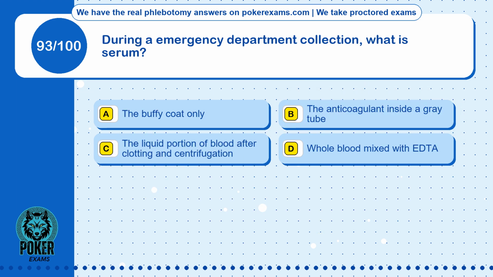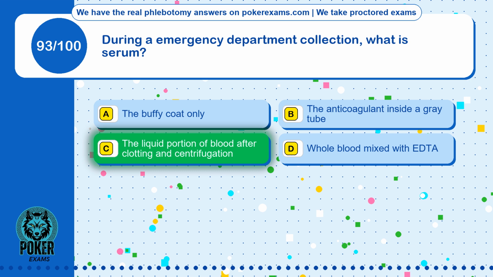Question 93. During an emergency department collection, what is serum? Option A. The buffy coat only. Option B. The anticoagulant inside a gray tube. Option C. The liquid portion of blood after clotting and centrifugation. Option D. Whole blood mixed with EDTA.